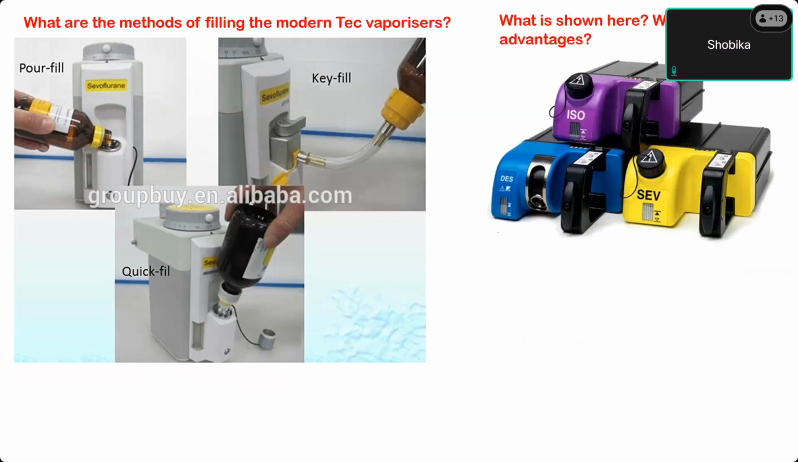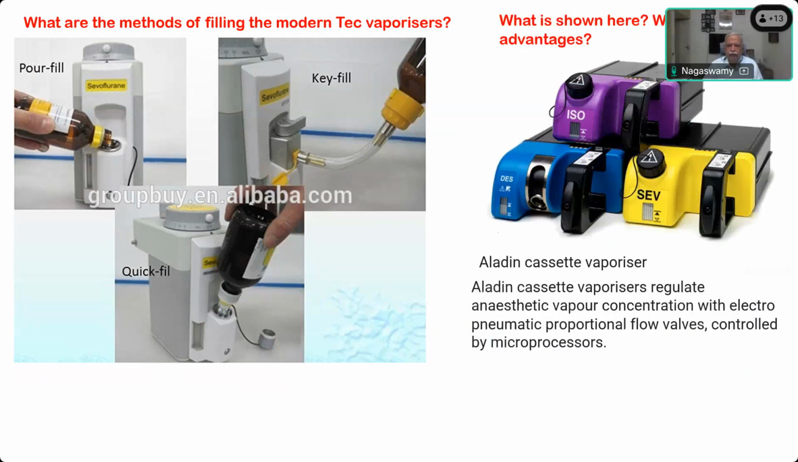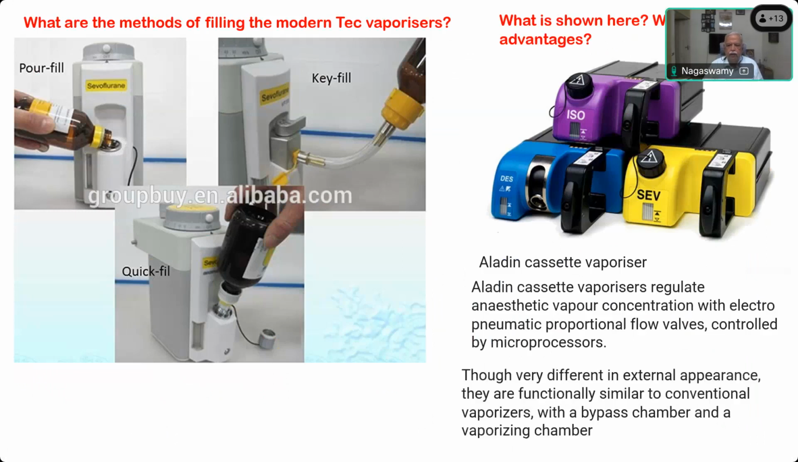Aladdin cassettes, vaporizers for different agents. Advantages are they regulate anesthetic vapor concentration with electro-pneumatic proportional flow valves. So it works on both electrical and pneumatic components controlled by microprocessors. So it has a computer element in that. So very different in external appearance. They are functionally similar to conventional vaporizers with a bypass chamber and a vaporizing chamber.